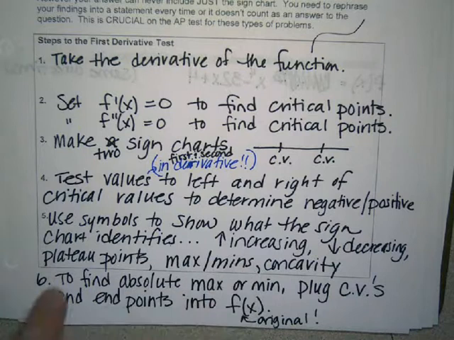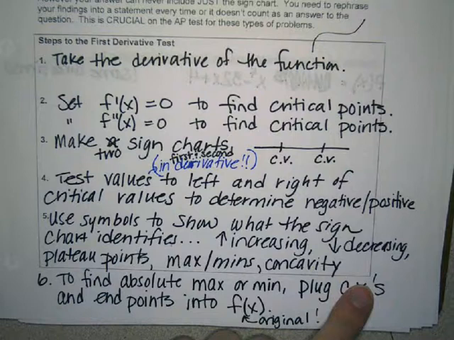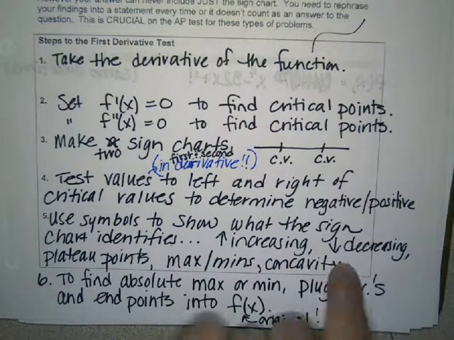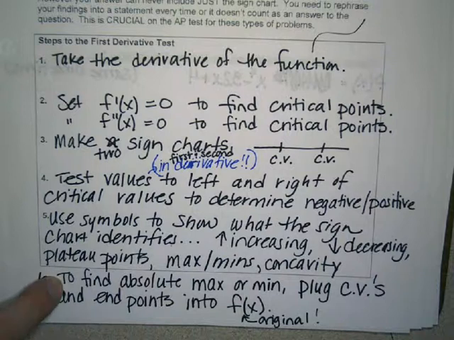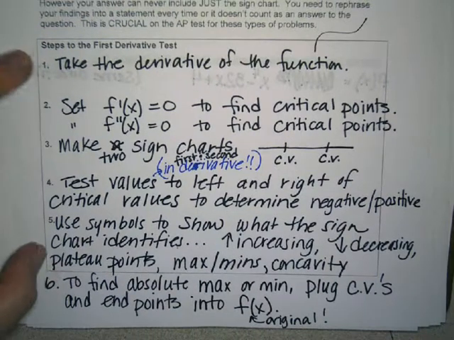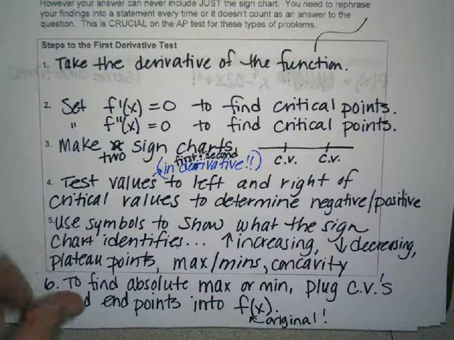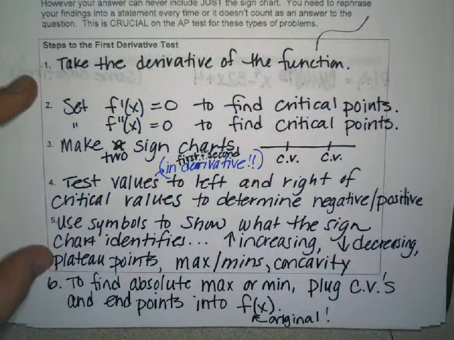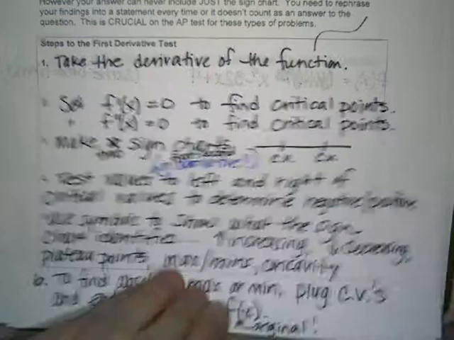When they do ask you to do that, or when I ask you to do that, you're going to plug the critical values into your original function and your endpoints, and then the highest y value wins, basically. You're just creating a t-chart in this step. But where we're going to focus our attention for this standard are these 5 steps here. Make sure we have those down, because this last step is just an afterthought. We need to make sure we have this process down well.